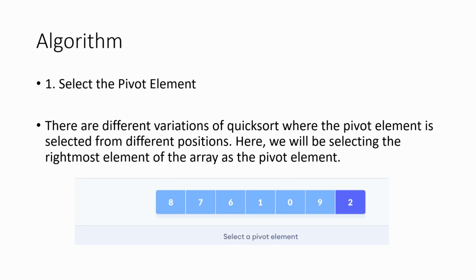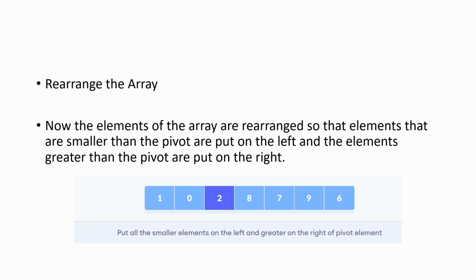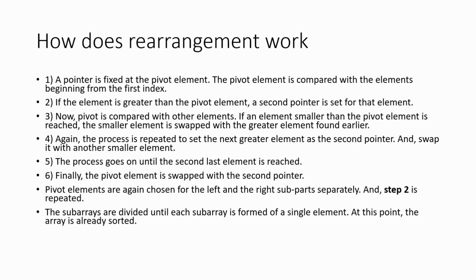In this example, I am going to be selecting the very last element, which is 2. Okay, it's a fairly small number, but it's all the way at the end. So we call that the pivot element. And then you rearrange the array. Now the elements of the array are rearranged so that the elements less than 2 are on one side, more than 2 on the other side, more than 2 on the right, less than 2 on the left. Well, but hold on. How does this arrangement happen?